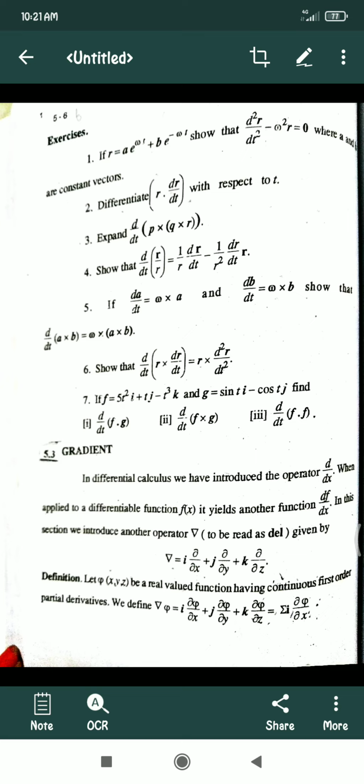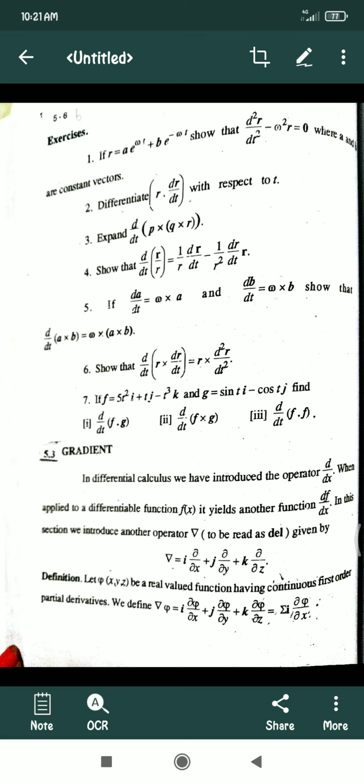Usually, when we differentiate, we use d by dx. When applied to a differentiable function f of x, it yields another function, df by dx, because here we're going to differentiate a function with the name of f, so we can have df by dx here.